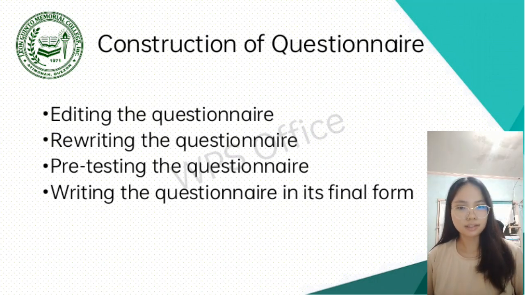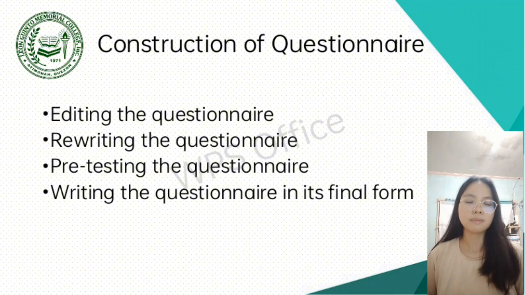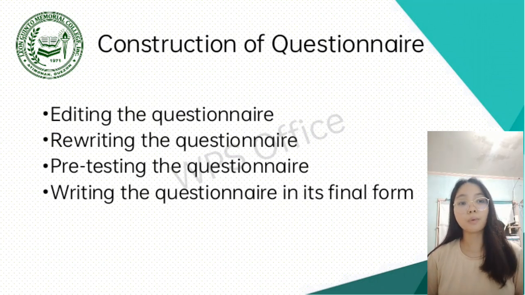Next is pre-testing. This is called a dry run or the pre-testing. This is a process of measuring the effectiveness, validity, and reliability of the questionnaire and determining the clarity of the items and others. Then last is writing the questionnaire in its final form. If you already revised the questionnaire, then you will write it in its final form.